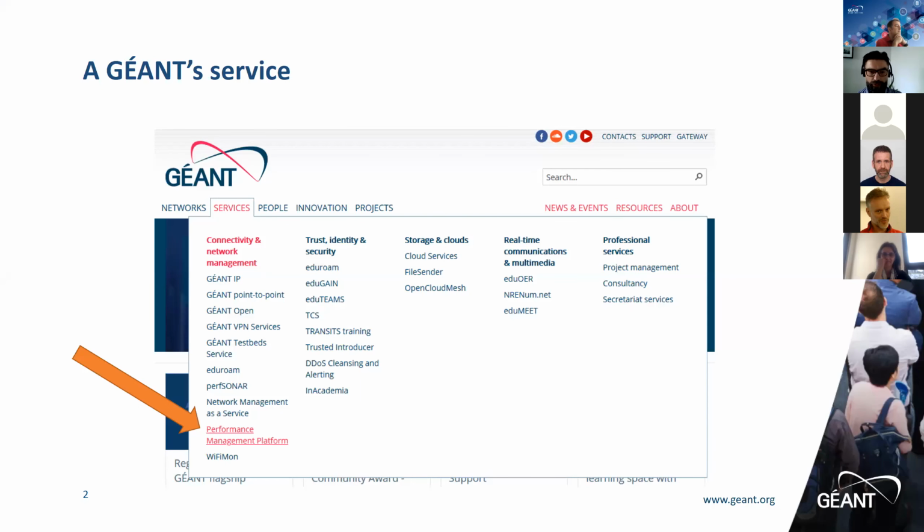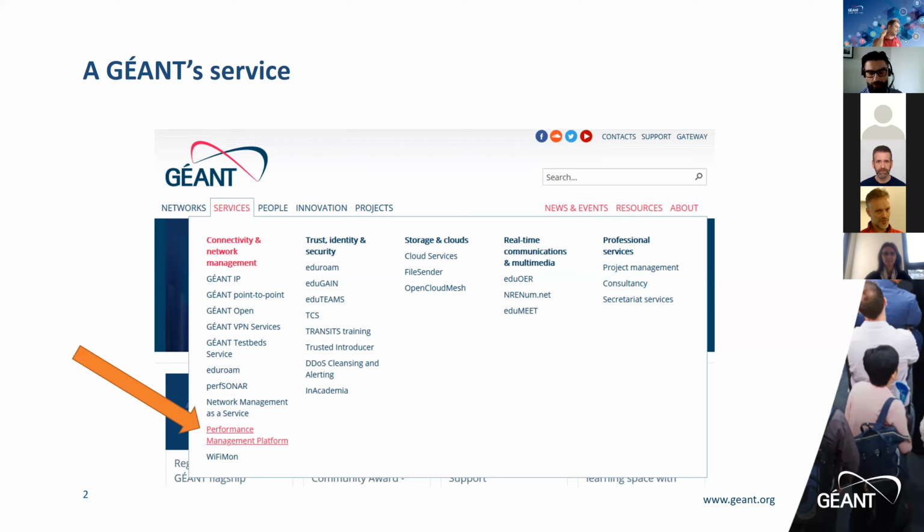So let me start maybe with pointing out that PMP is a live GÉANT service. So if you go to the GÉANT portal and look into the list of services under connectivity and network management, you will clearly see the Performance Management Platform, which stands for PMP.